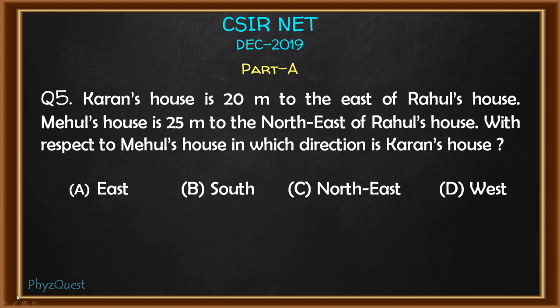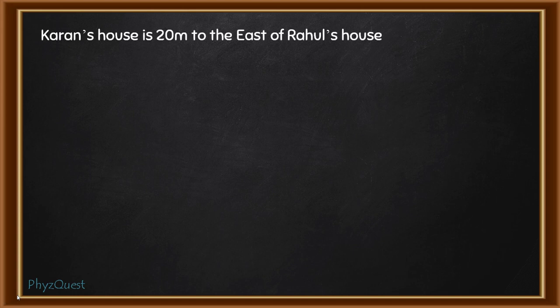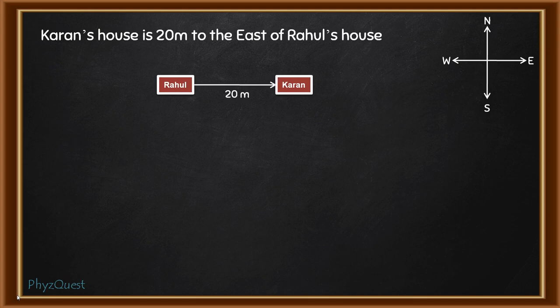So first of all, we have to understand and draw the direction so that it will be easier for us to evaluate the answer here. First, Karan's house is 20 meters to the east of Rahul's house. So first let's draw the direction. So these are the directions. Here Karan's house is 20 meters east to Rahul's house. So if you draw it, Rahul's house is here, then 20 meters east is Karan's house.